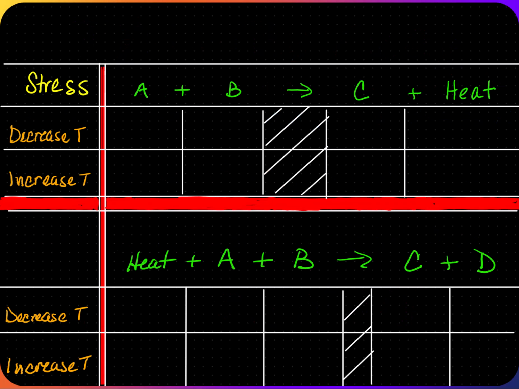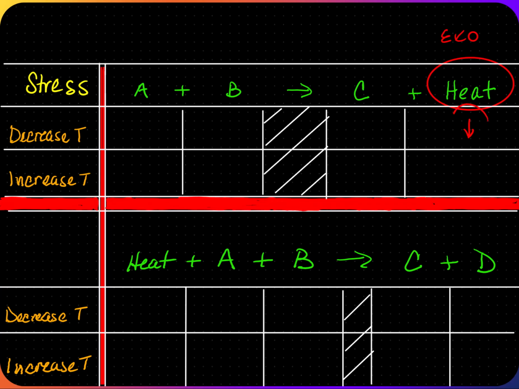Since temperature is decreased or increased, the first thing we need to do is locate the heat. Heat is located on the product side here. This is an exothermic reaction. After we locate the heat, we do the same thing as we did for concentration. Temperature is decreased, so there is going to be less heat transfer.